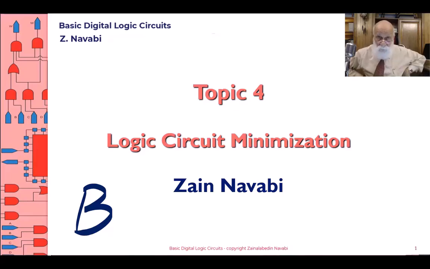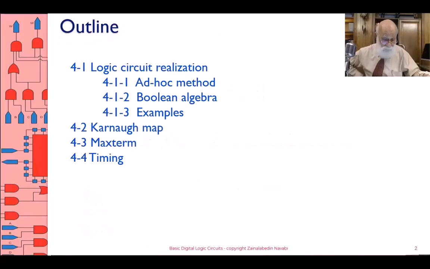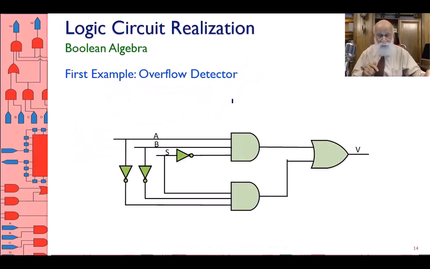So let's continue with Boolean algebra, and we are in logic minimization. We talked about the ad hoc method, Boolean algebra, and now we are talking about some examples. The first example I'm going to do is the famous overflow circuit.